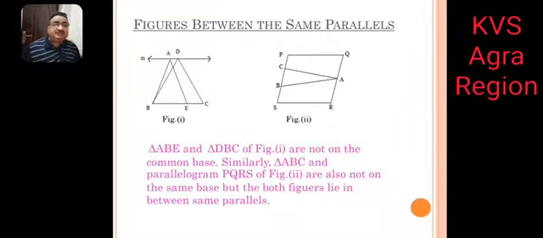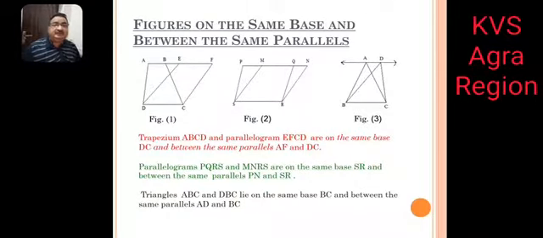Now, figures between the same parallels. In figure 1, triangle ABE and triangle DBC are not on a common base. Similarly, triangle ABC and parallelogram PQRS of figure 2 are also not on the same base, but both figures lie in between the same parallels. Now, see figures 1, 2 and 3.